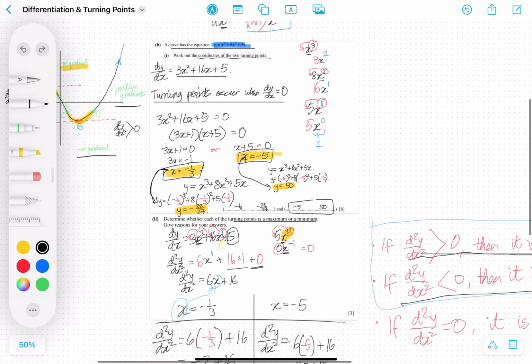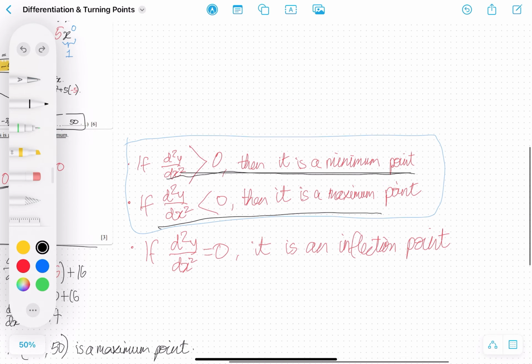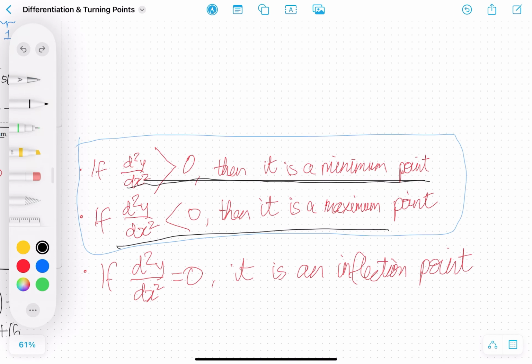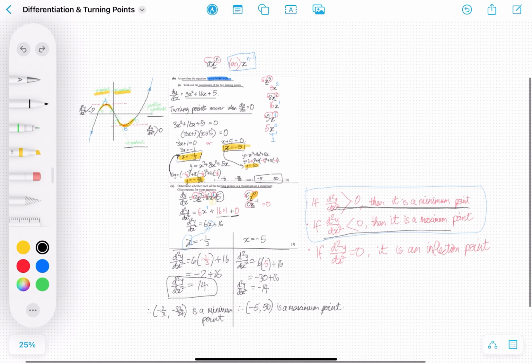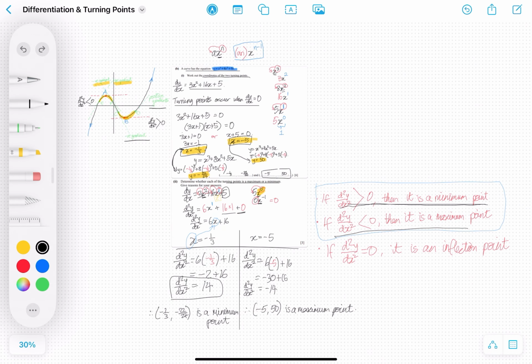But yeah, you don't really need to know that for an IGCSE course. I just thought it would be helpful in making you understand why we have this formula right here. And yeah, that's it. All you need to know for differentiation and turning points for IGCSE maths.